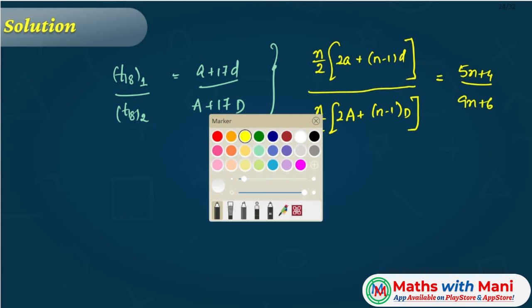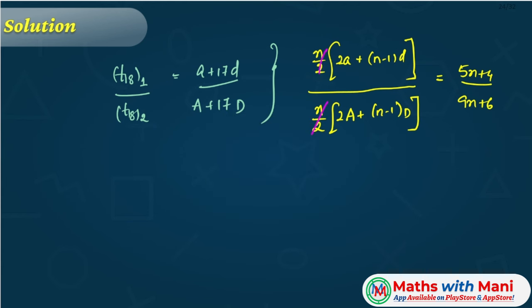So if I divide these two, n by 2 cancels, and 2 is taken common and cancels out. Then I can write a plus n minus 1 by 2 into d, by capital A plus n minus 1 by 2 into capital D, is equal to 5n plus 4 by 9n plus 6.